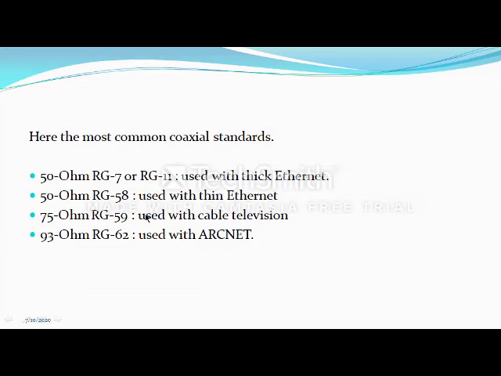So what is the impedance of the coaxial cable which we are going to use in cable TV? It is 75 ohms, RG59, used with the cable television. 93 ohms RG62 is used with ARCnet.